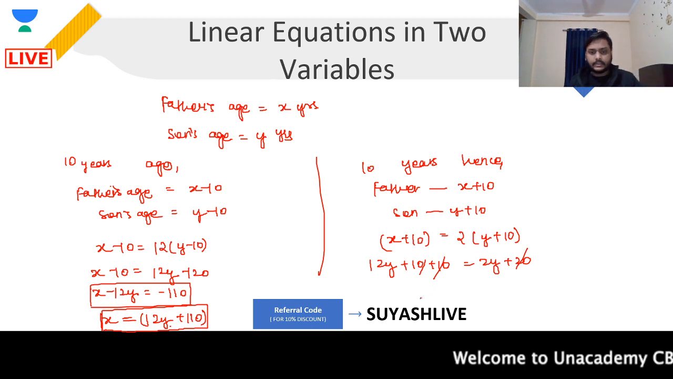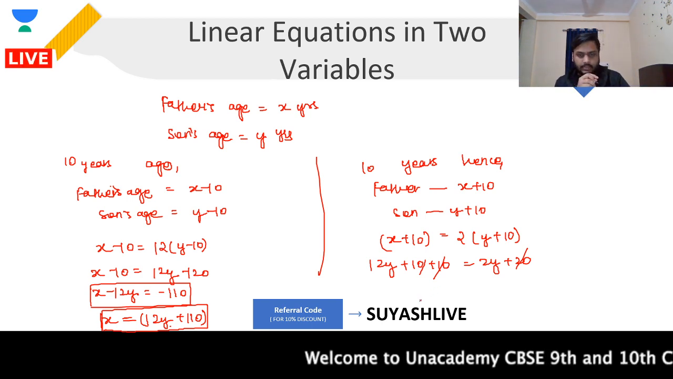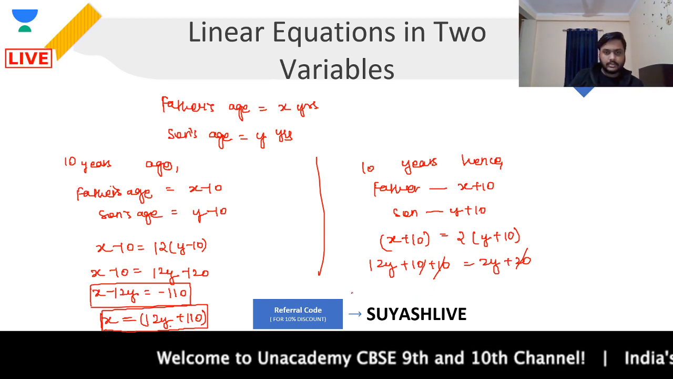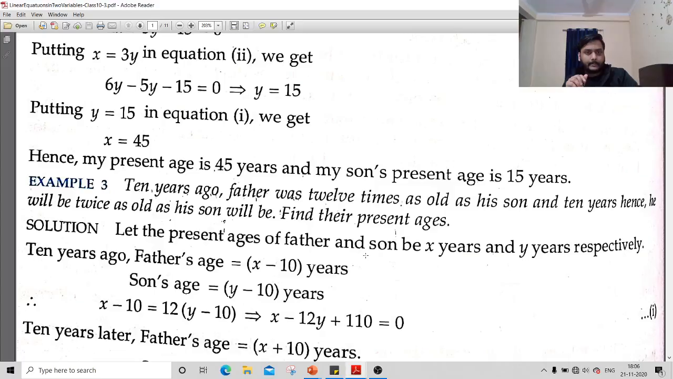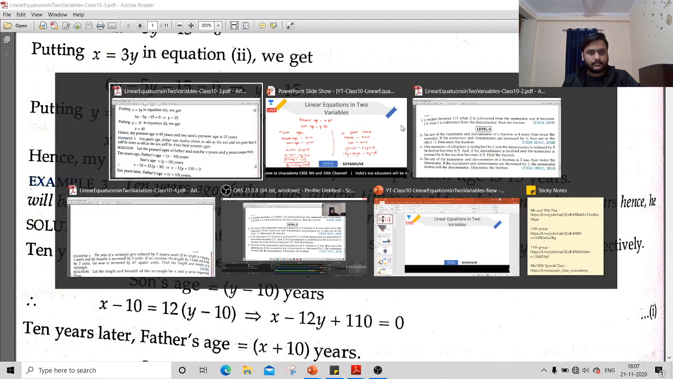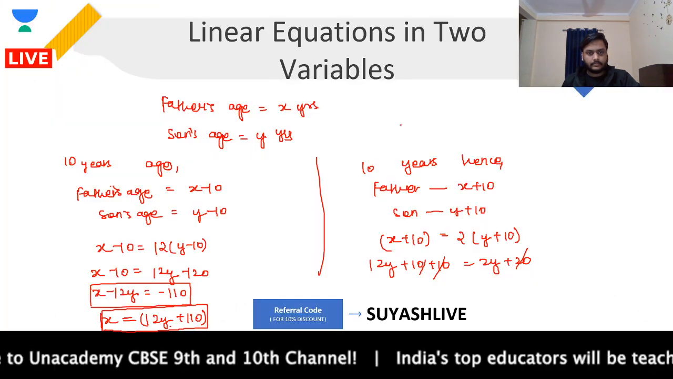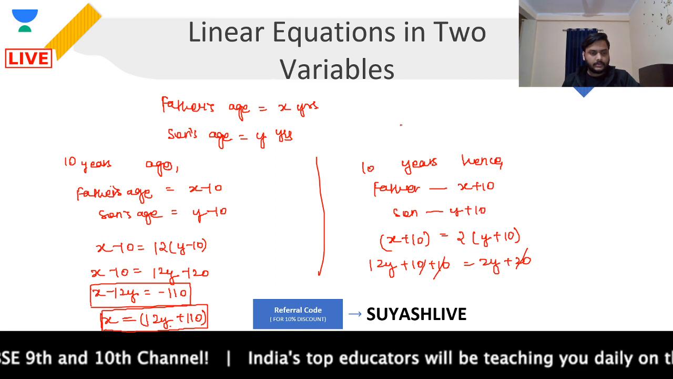There is some mistake that we have done guys. कुछ गड़बड़ी करी है हमने. Just a minute, let me check. He will be twice as old as his son. 12y minus 110.